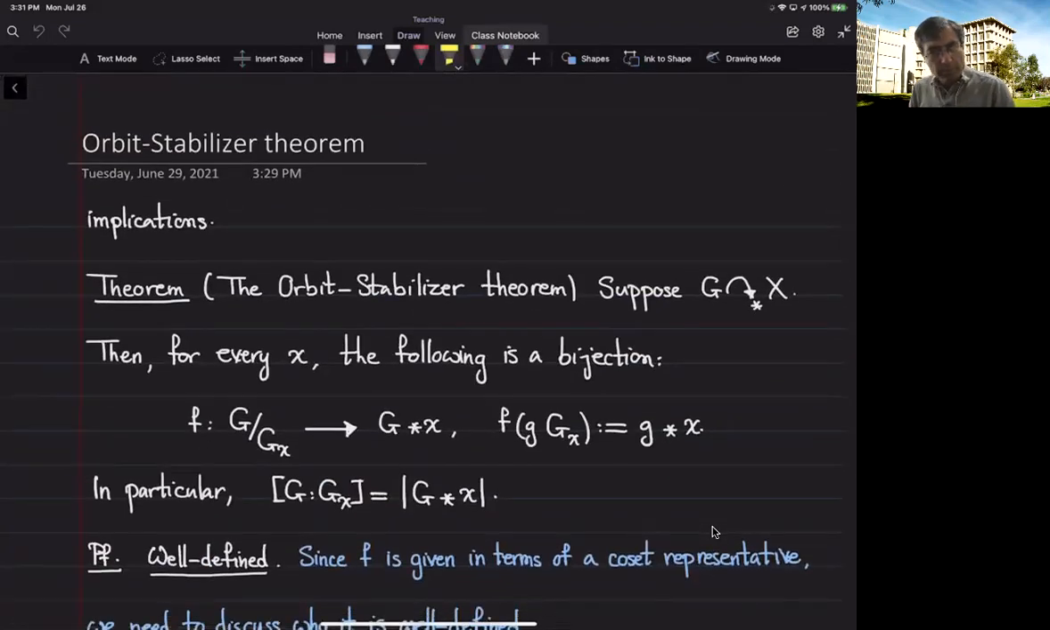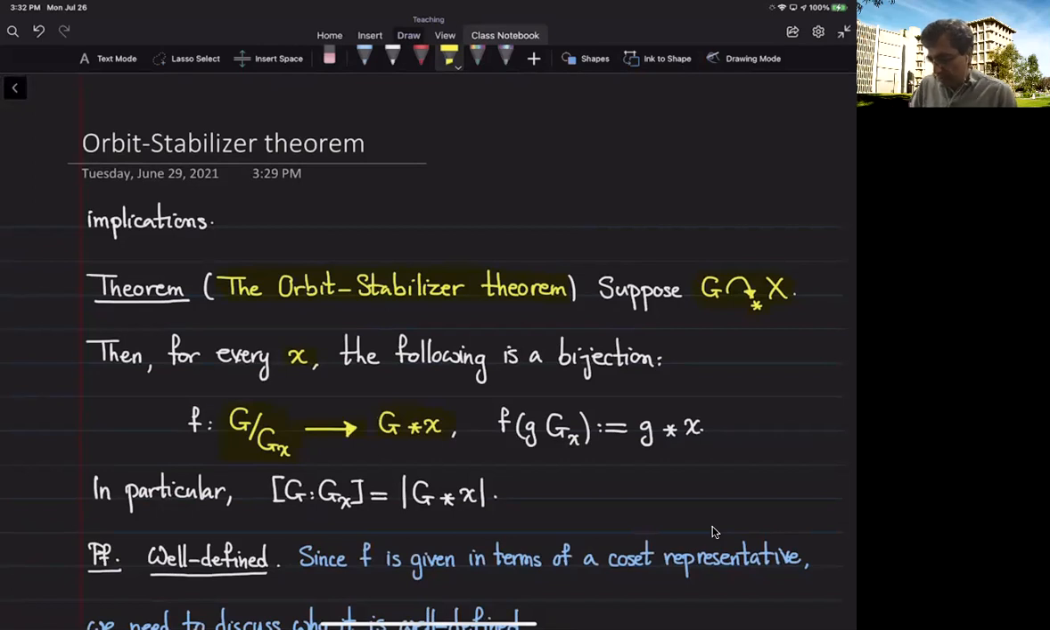So what is the orbit stabilizer theorem? Suppose that I give you a group and an action of this group on a set X, and suppose the action is given by star. Then for every point X, the following is a bijection between the left cosets of the stabilizer subgroup of G with respect to X and the points in the G orbit of X.